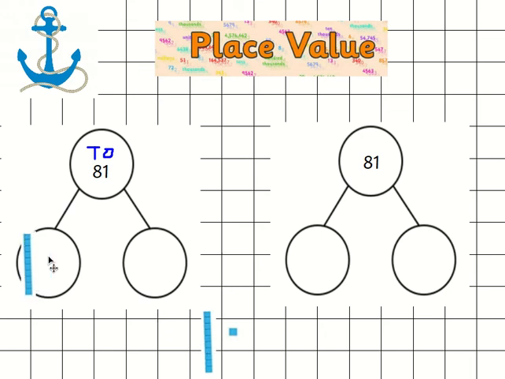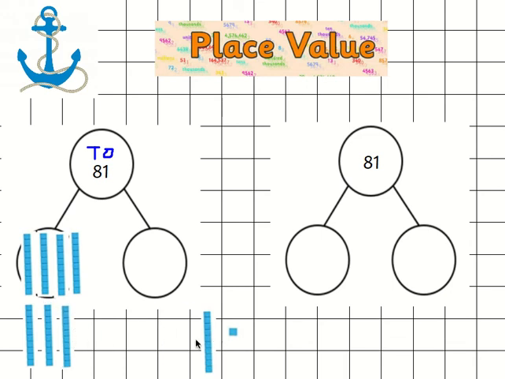So I've got 1, 2, 3, 4, 5, 6, 7, and 8. But remember, it's not 8, it is 80, because 8 lots of 10 is 80. Now, how many ones do I need? I need 1. So I've got ones.